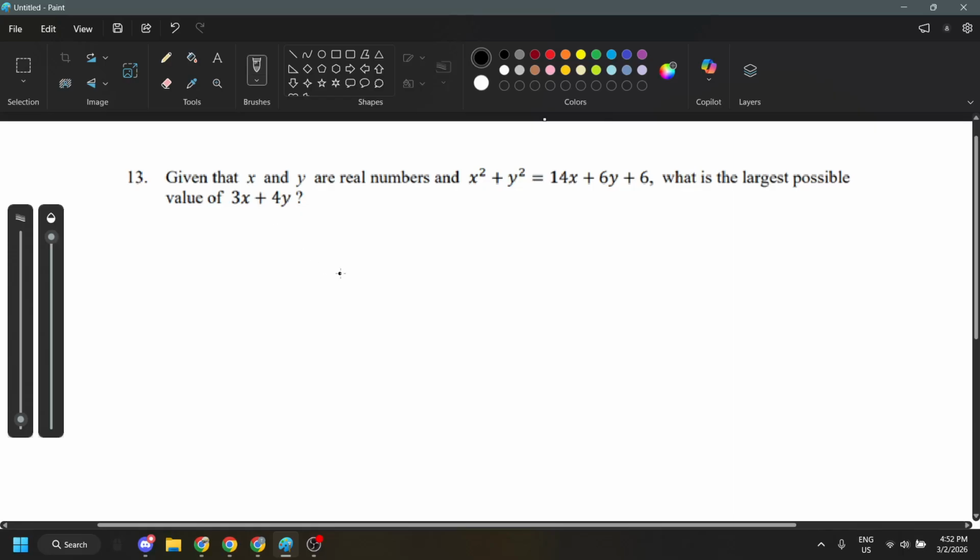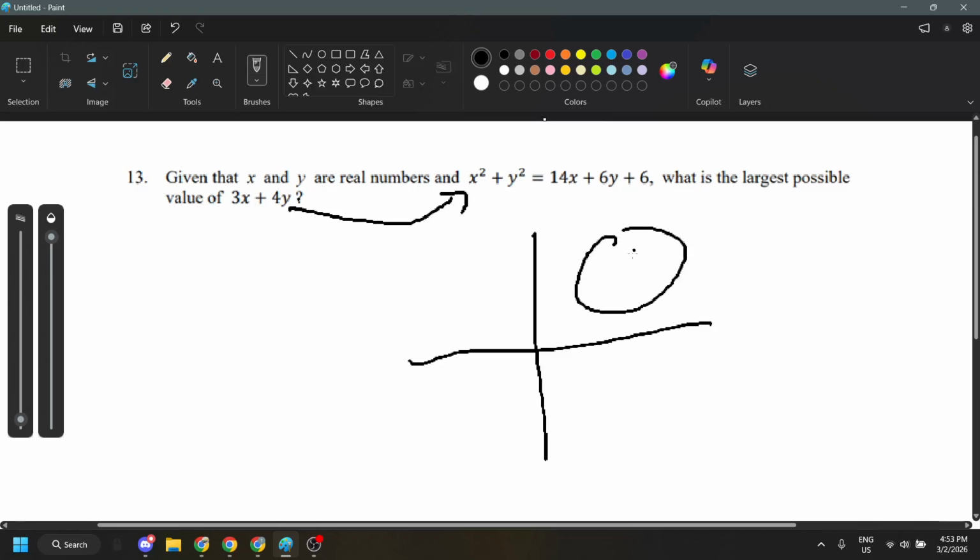Originally when I first picked this problem, I thought I was going to find a way to substitute this into here. But I don't think that's the optimal choice. I think the best choice is to recognize that this is the equation of some kind of circle. Let's just say it's this circle here.